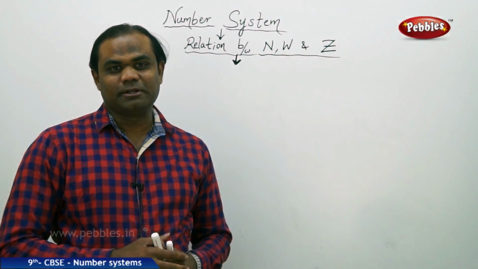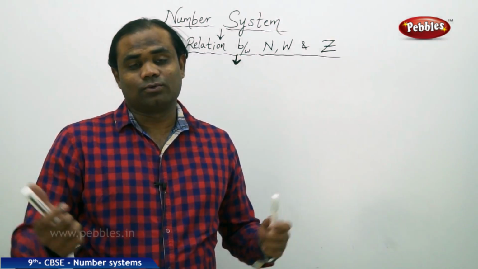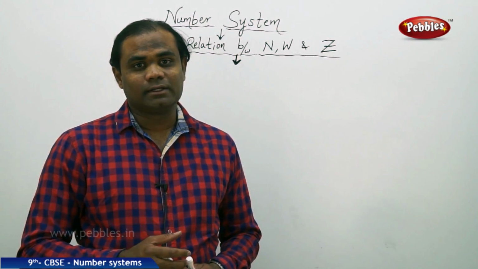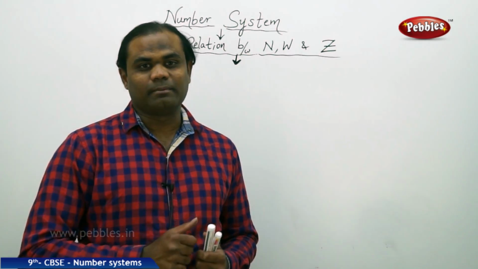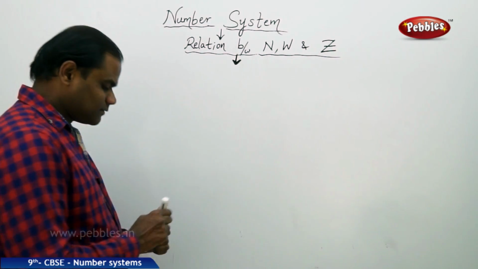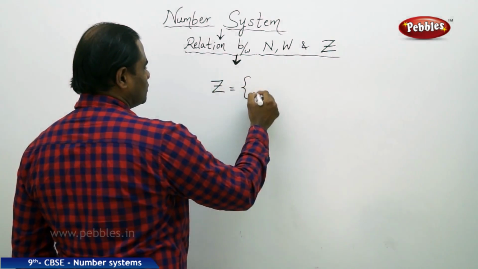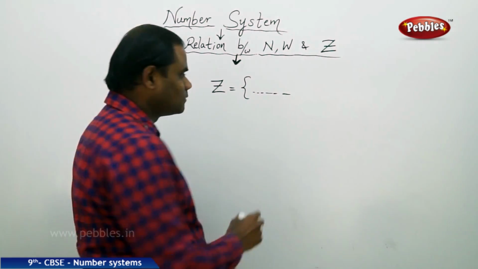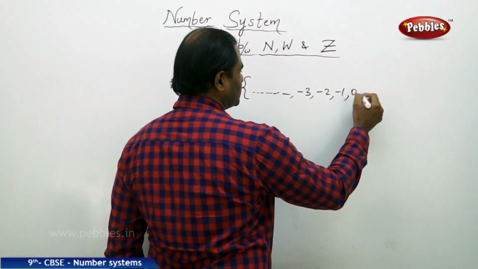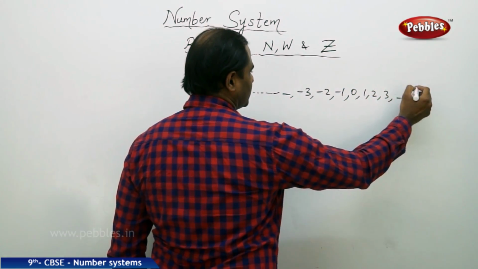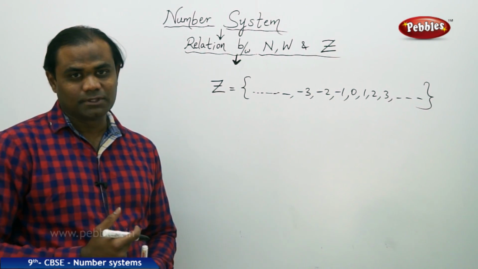Let's see the relation between N, W and Z before we go through different examples to justify the set of integers and its identification in the respective manner. As we have seen, the set of integers denoted by Z is all the negative integers, which is minus 3, minus 2, minus 1 and 0, 1, 2, 3, 4, 5, etc. That is how we get the set of integers Z.